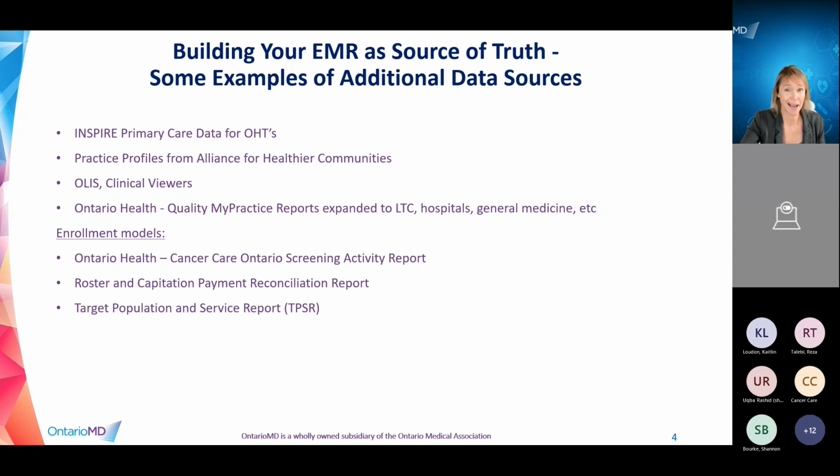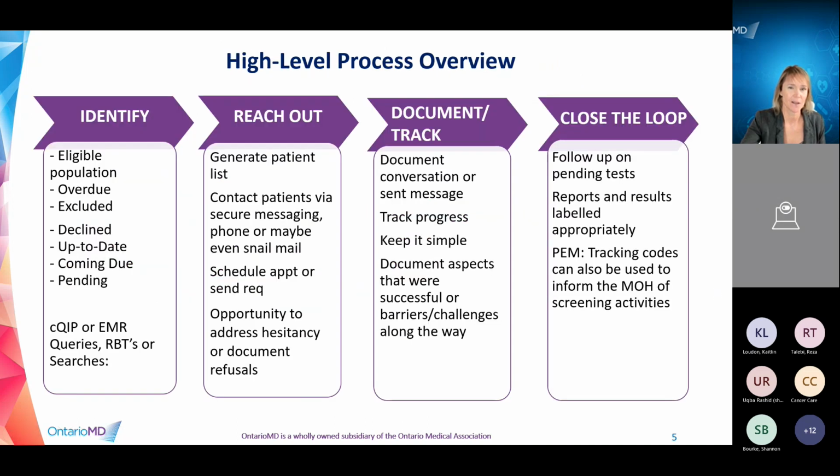So now that we have that out of the way, let's get into some of this cancer screening. As a high-level process overview, this is basically what we're going to be doing when we're identifying patients all the way through to when we've got their completed tests documented in the chart. So we're going to start by identifying your patient populations: your patients who are eligible for screening, based on age and gender, patients that are overdue for screening, and patients that are excluded.